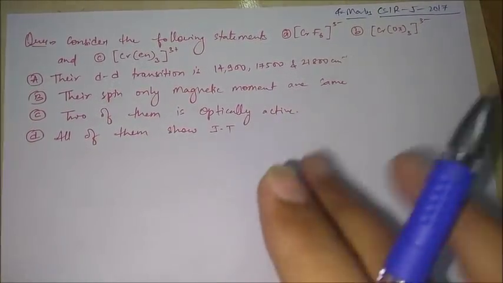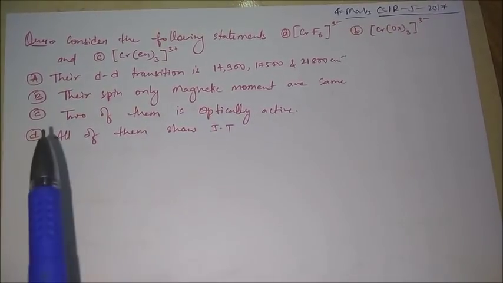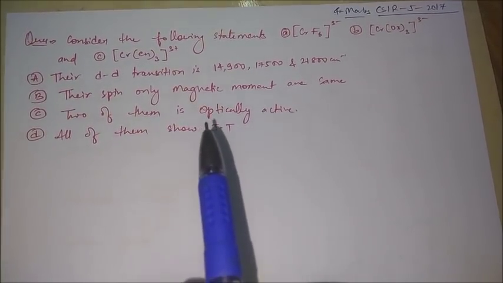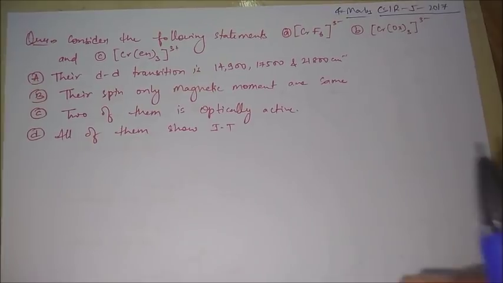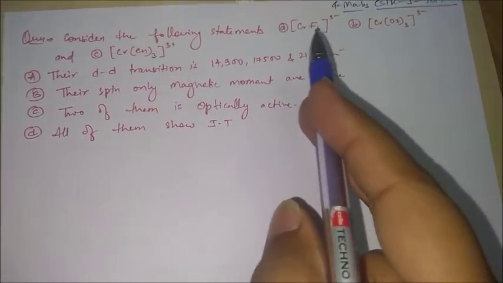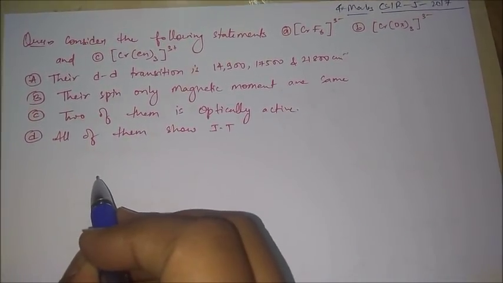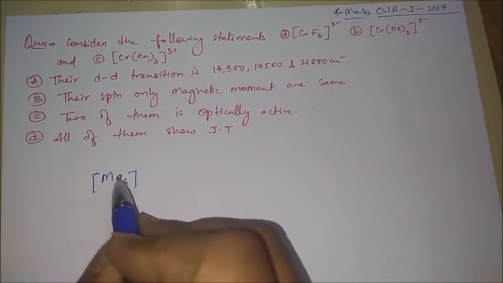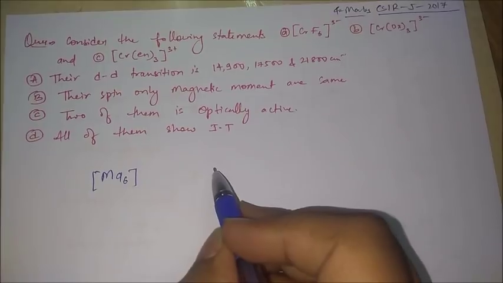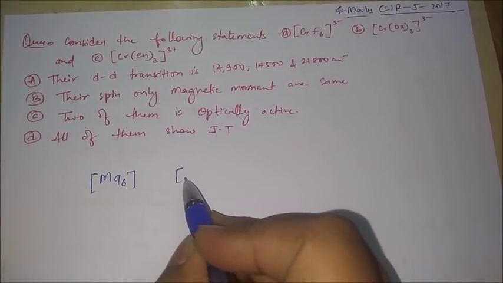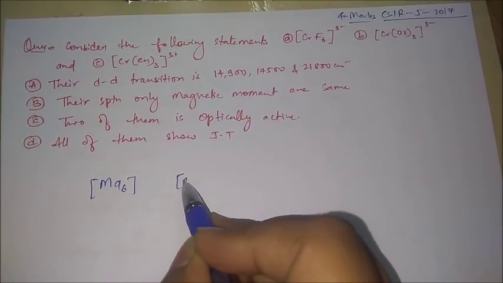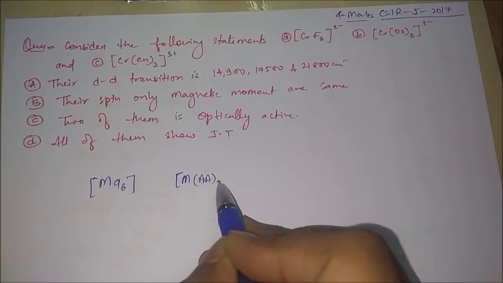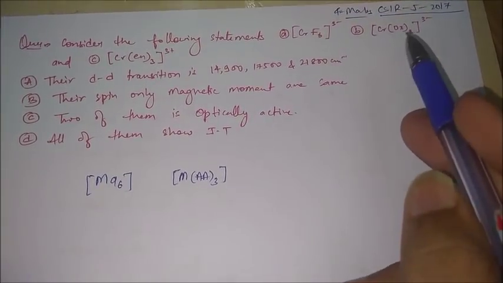I will just do this point, that is point number 3, that two of them are optically active. So for the first complex, that is CrF6, fluorine is a monodentate ligand, so it is of the kind Ma6. Then the second one is chromium and oxalate thrice, so it is of the kind M(AA) thrice, because oxalate is a symmetrical bidentate ligand.